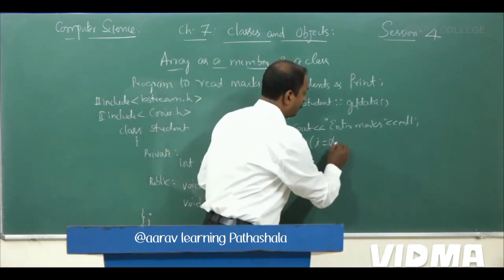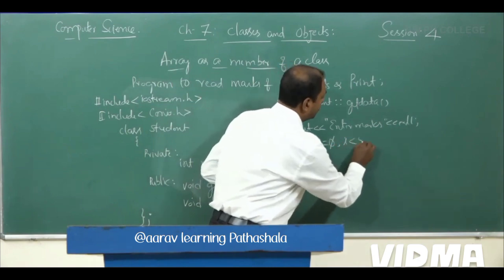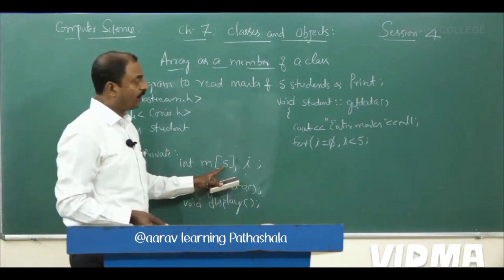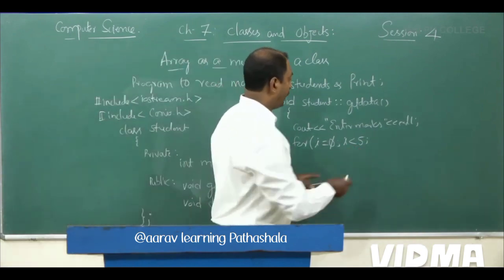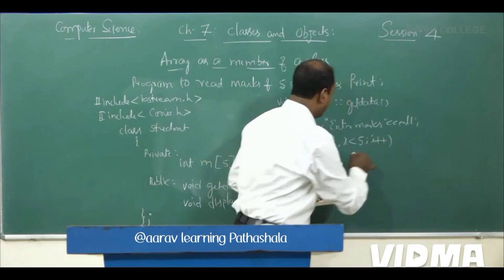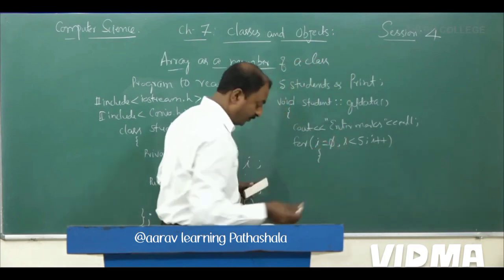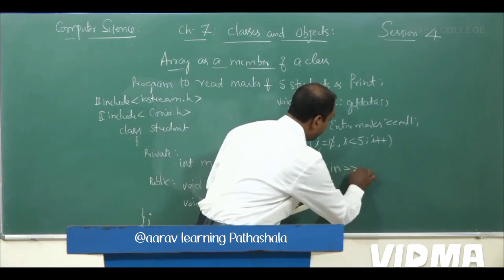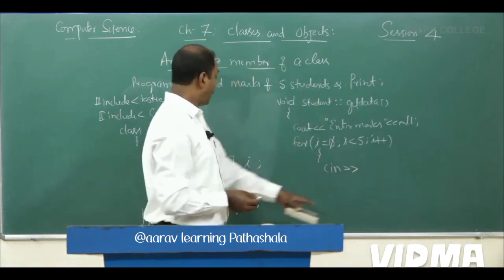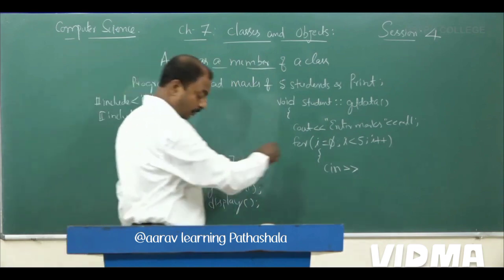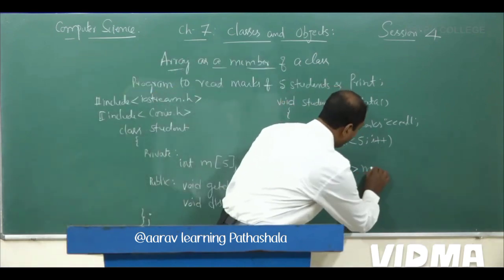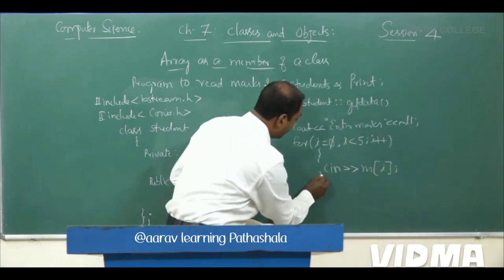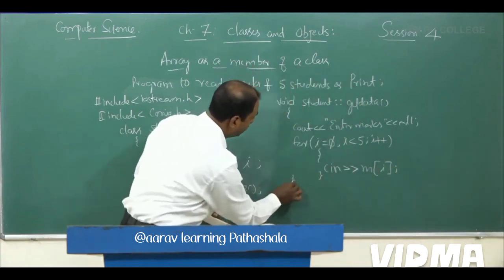For i is equal to 0, semicolon, i less than 5. Why less than 5? Maximum size of an array is 5. So this is less than 5, and here i plus plus, and under this I am going to write here cin statement here. Cin. What is the name of the array? Name of the array is M. So it is M, and the index I am going to write i, and semicolon. I am closing this for loop as well as this function.